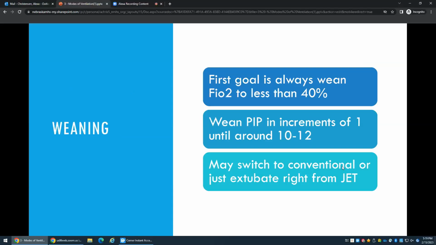Weaning from the jet. Again, first goal is always to wean that FiO2, and then we will wean that PIP in increments of 1 until we get to a PIP of 10 to 12. And then these kids, we might switch to conventional, or they might just extubate directly from the jet if they're doing well. I've seen it done both ways.